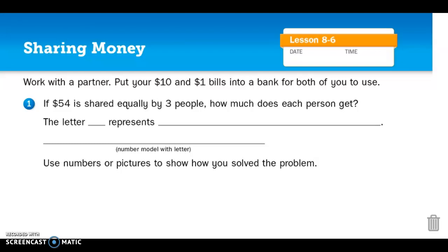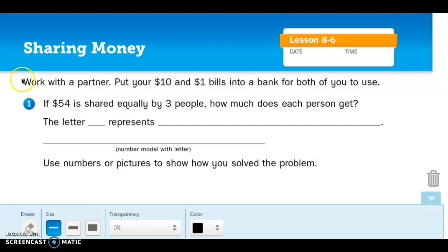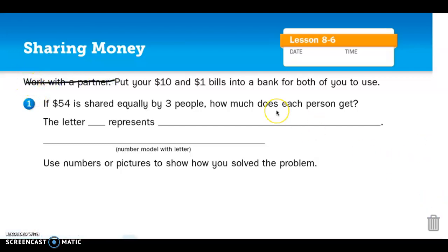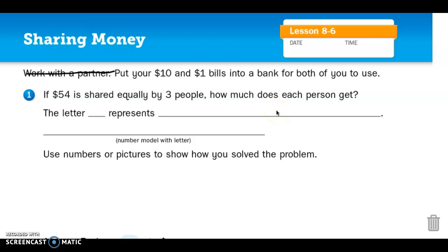Okay, lesson 8-6. We are on journal page 266. Okay, sharing money. It says work with a partner. You are going to work with me. Put your $10 and $1 bills into a bank for both of you to use. Okay, you might not have money, and that's fine. You can just draw pictures.